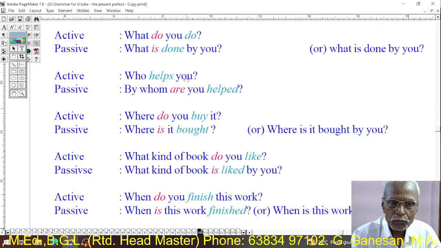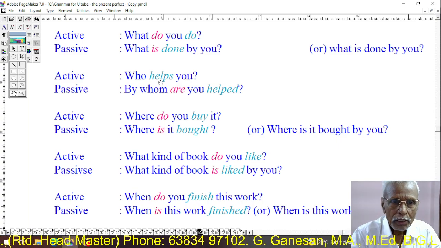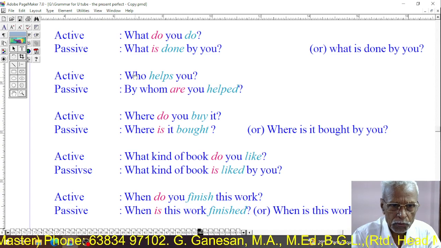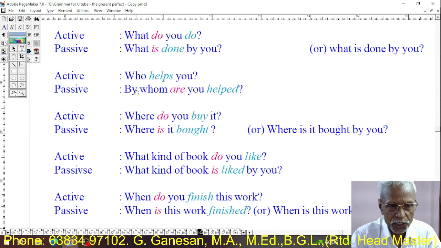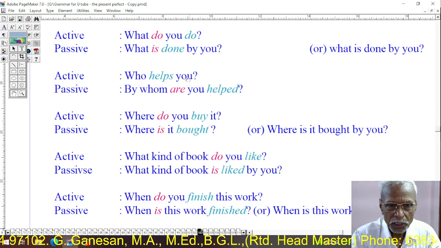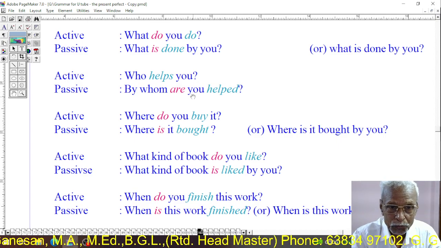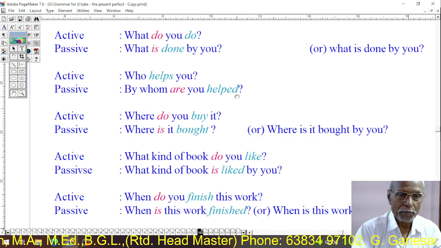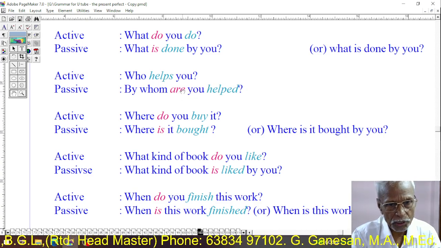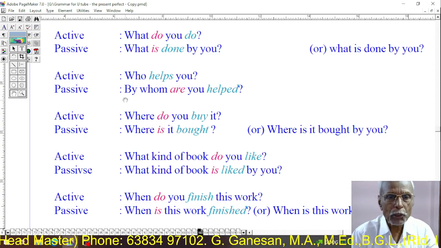Who helps you? Here who is the subject and you is the object. In the passive, it becomes by whom: by whom is the object and you is the subject. By whom are you helped? Helps becomes helped. The be verb used is are, as the subject is you. Who helps you? By whom are you helped?